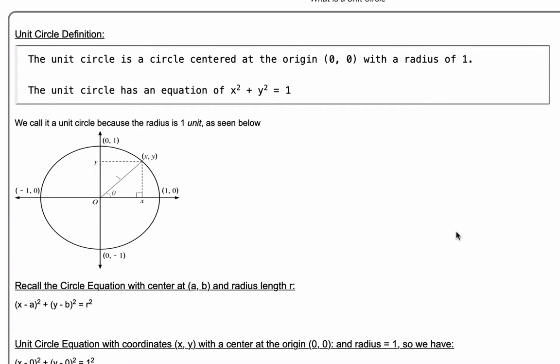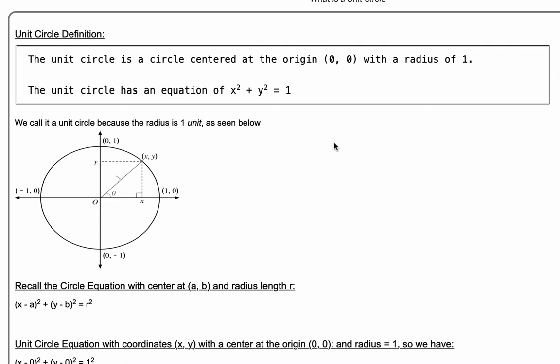Let's walk you through the unit circle, what it means, why we use it, and what the implications are on trigonometry. So first we'll start with the definition, which I've got here on my screen. The unit circle is a circle centered at the origin with a radius of 1. And the unit circle has an equation of x squared plus y squared equals 1.